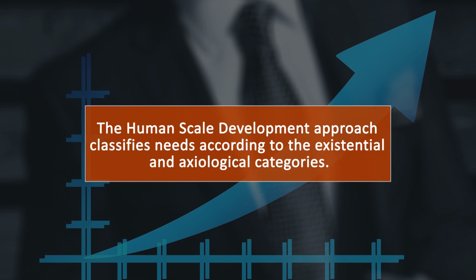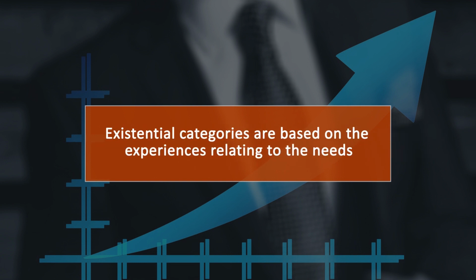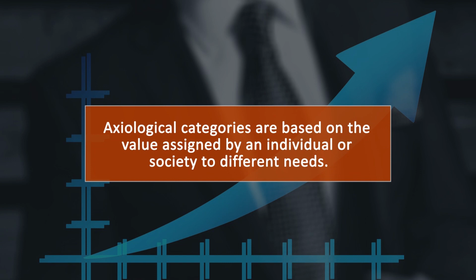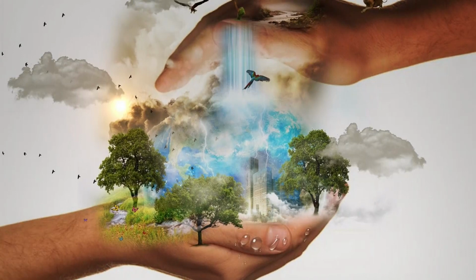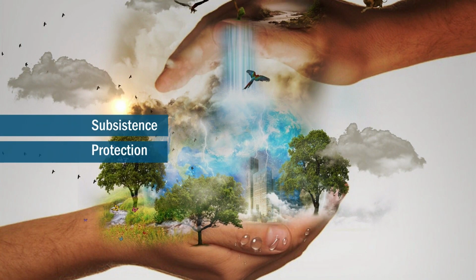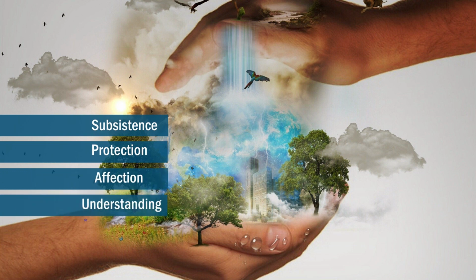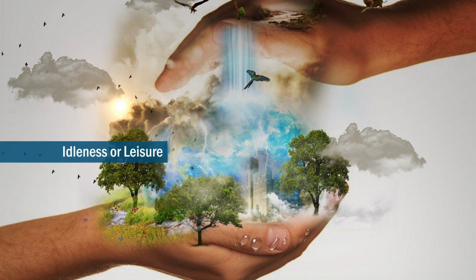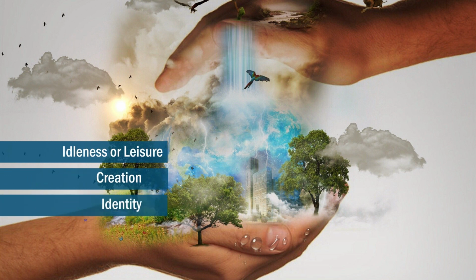The human scale development approach classifies needs according to existential and axiological categories. Existential categories are based on the experiences relating to the needs. Axiological categories are based on the value assigned by an individual or society to different needs. The needs have been broadly divided into 9 axiological categories. These are subsistence, protection, affection, understanding, participation, idleness or leisure, creation, identity, and freedom. The existential categories are being, having, doing, and interacting.